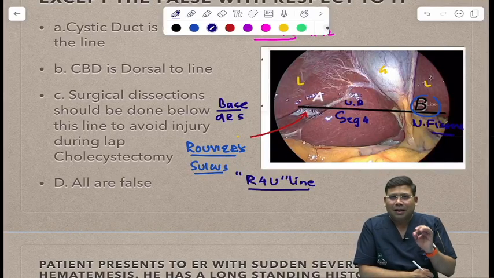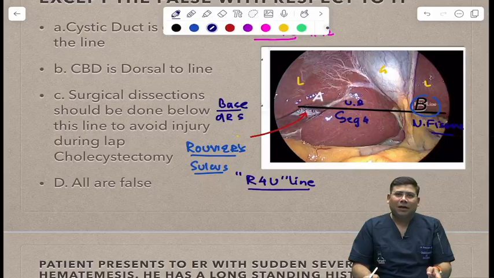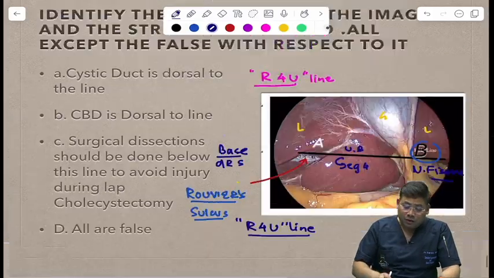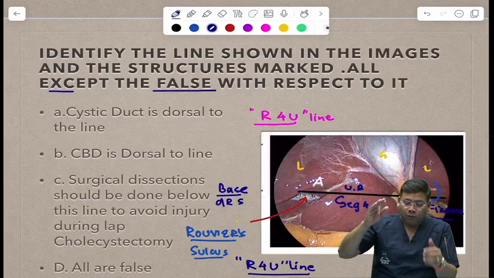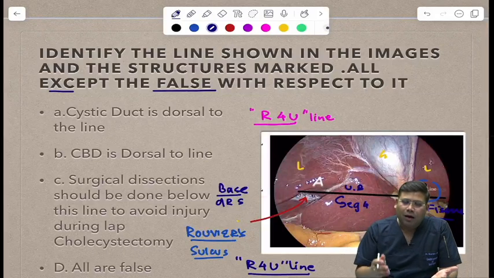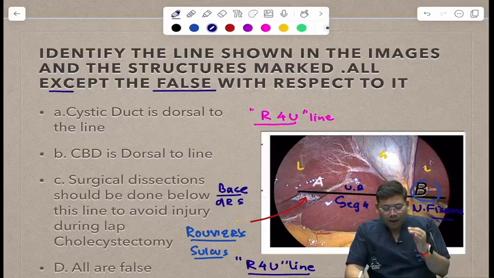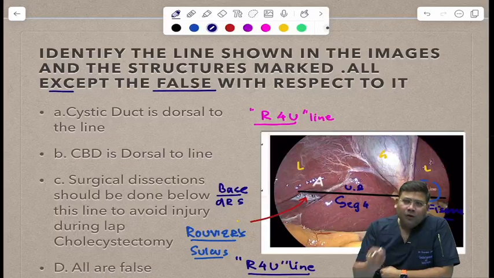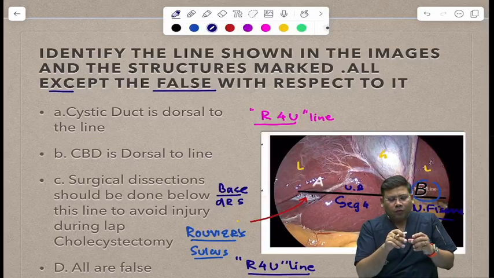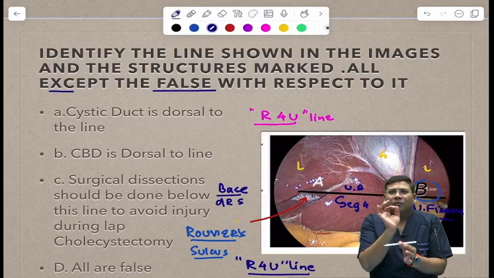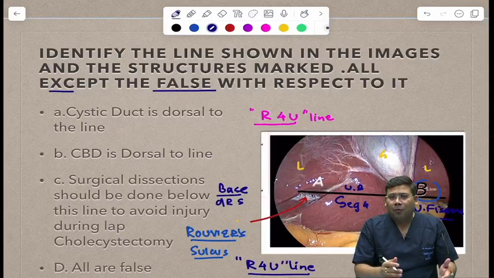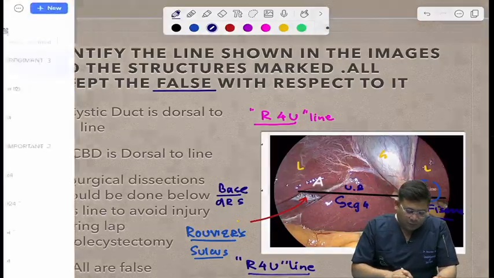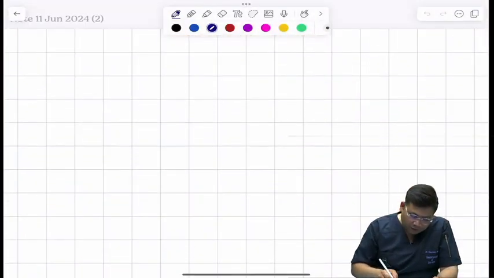So what are the important things we need to understand with respect to this? The question is, all of the following are true except, with respect to this line. The first is, cystic duct is dorsal to this line. Students, why is this line important? Always understand, above this line we have to stay. So when you are doing lap cholecystectomy, this line is of paramount importance.